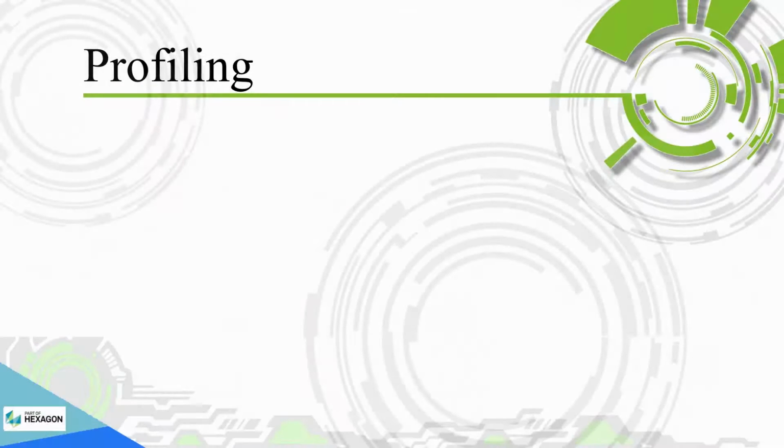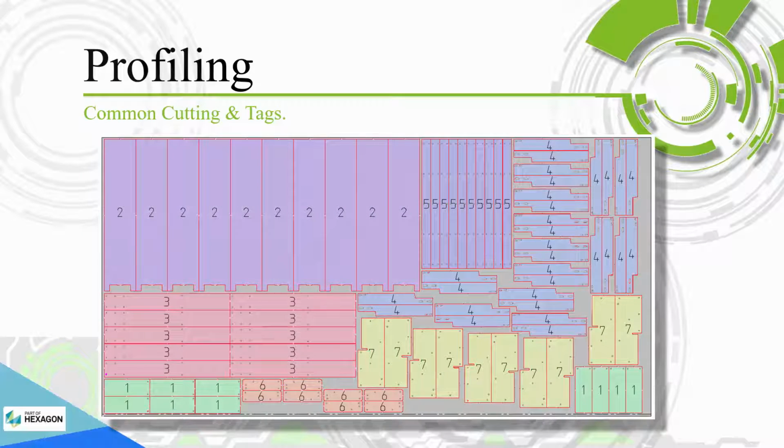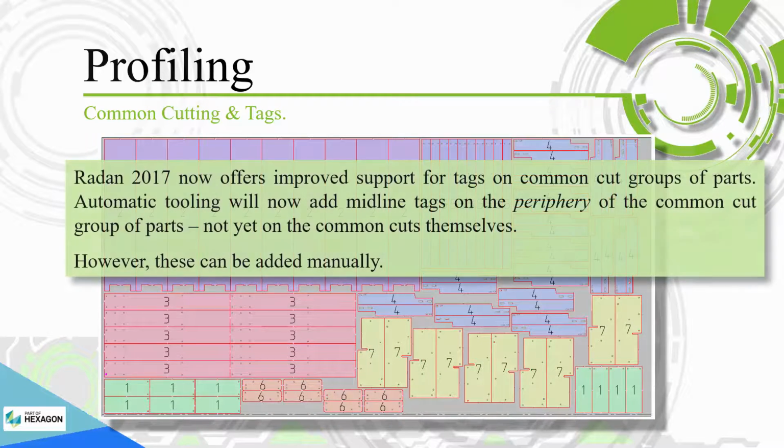Profiling. Common cutting and tags. Radan 2017 now offers improved support for tags on common cut groups of parts. Automatic tooling will now add midline tags on the periphery of a common cut group of parts. It doesn't actually do it on the common cuts themselves. This, however, can be added manually.